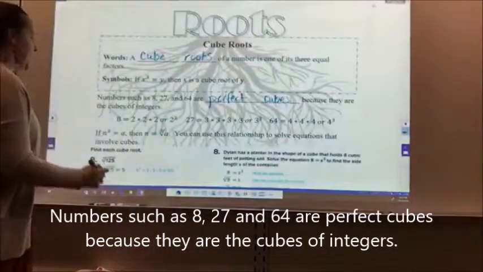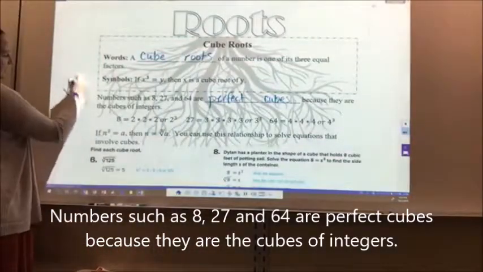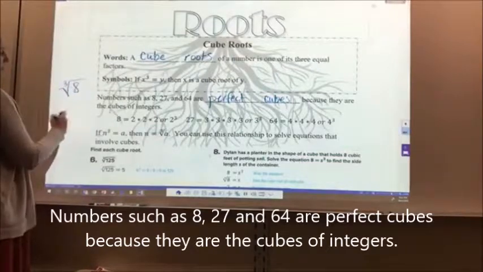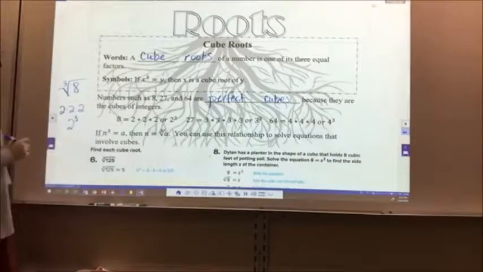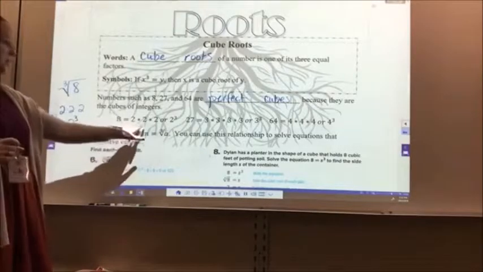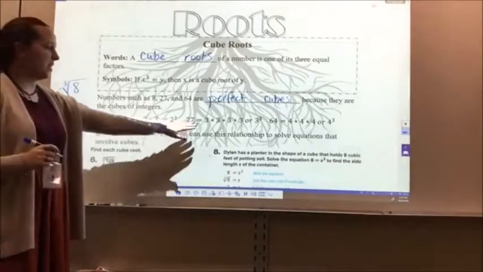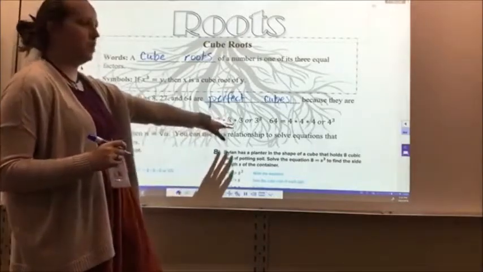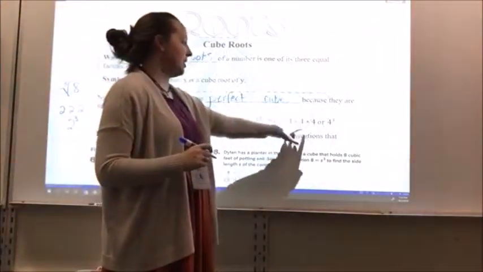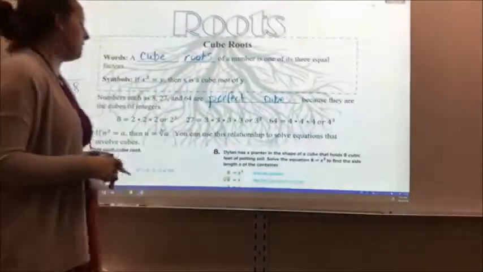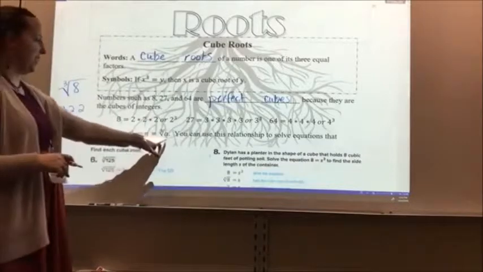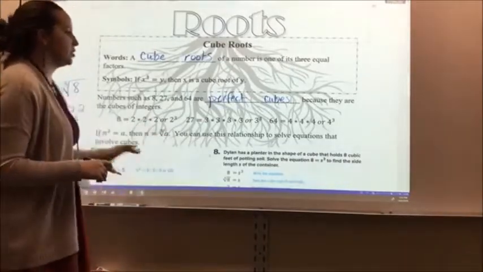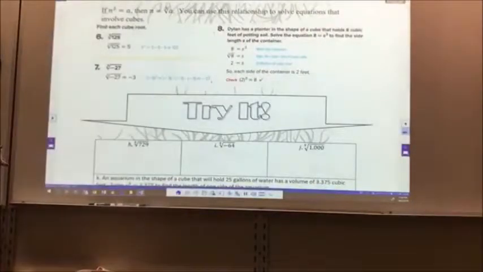Okay. So the cube root of 8 is denoted with the little 3 there, because 2 times 2 times 2, or 2 cubed, equals 8. 27 is 3 times 3 times 3, or 3 cubed. 64 is 4 times 4 times 4, or 4 cubed. Okay? So if n cubed equals a, then n equals the cube root of a. You can use this relationship to solve equations that involve cubes. All right, so we can take a look at a couple of examples.